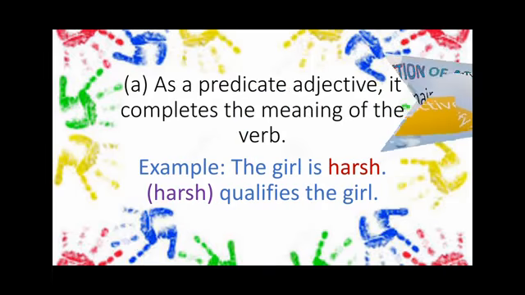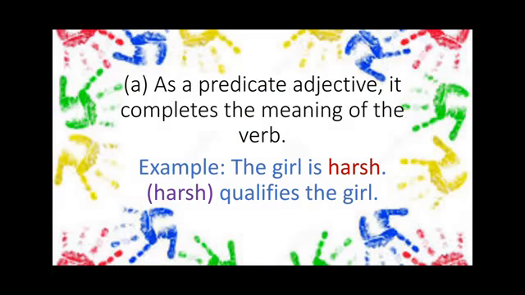Number one, it qualifies a noun as a predicate adjective. Example, the girl is harsh. You can see that harsh comes after is. So, as a predicate adjective, it completes the meaning of the verb is. Harsh, of course, qualifies the noun girl.